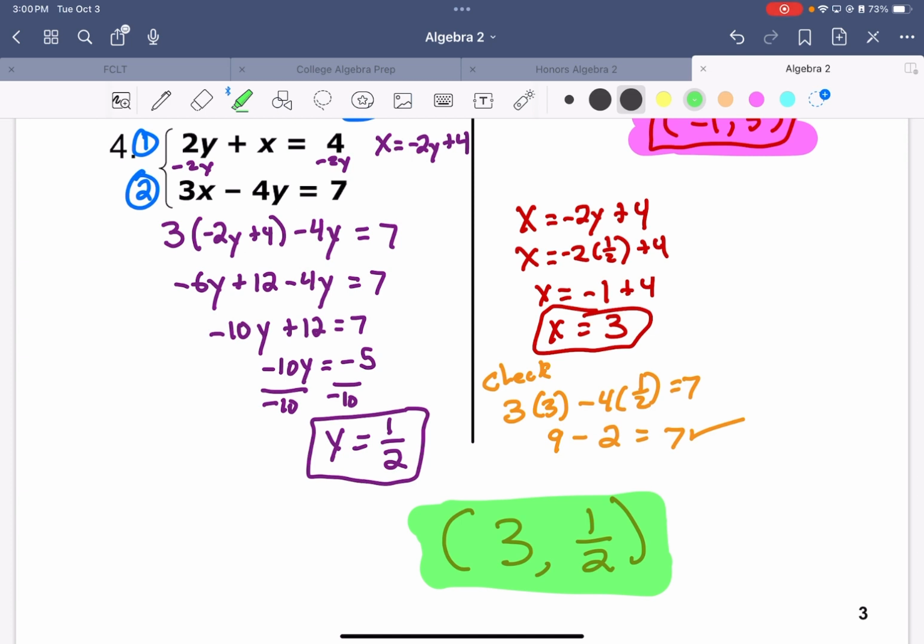Okay, when you get it done, if you just want to peek up, see how I did it, see how you did. I'll explain it in just a second.